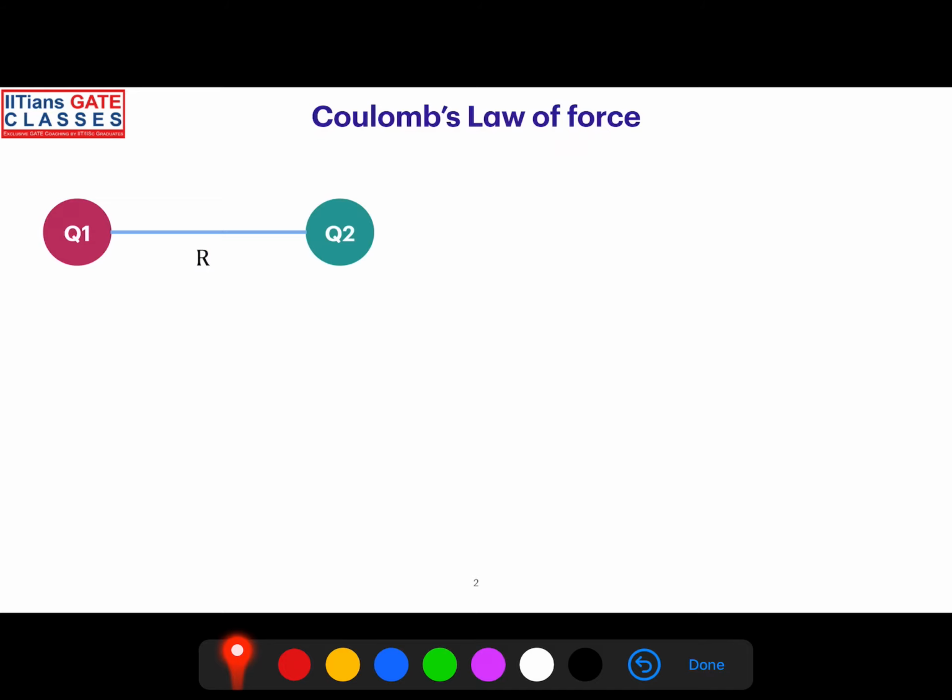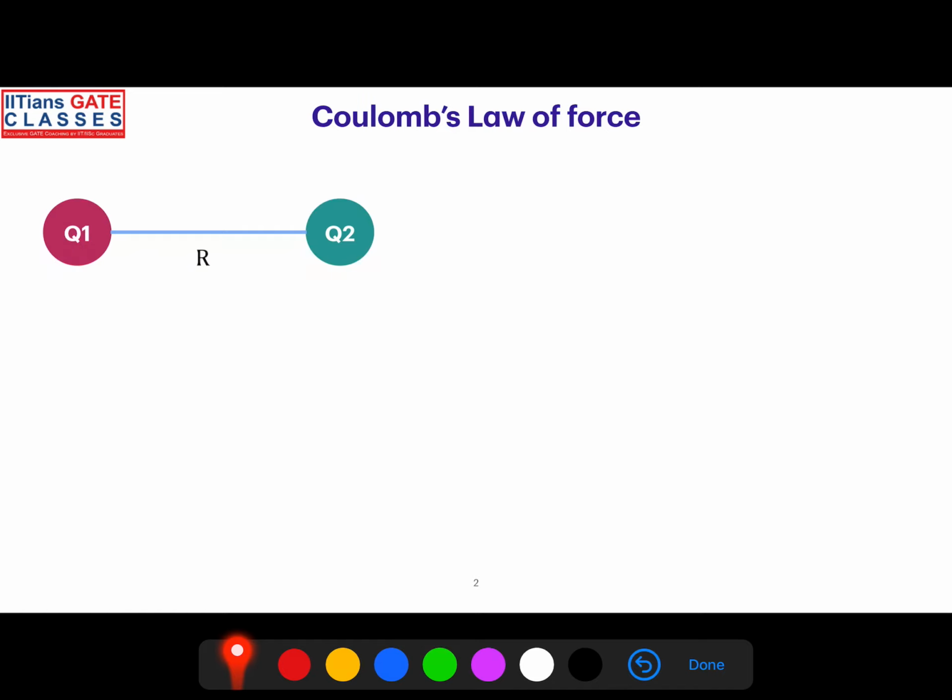Everybody would have been familiar with the definition of Coulomb's law of force. What it says is, when there are two charged particles, say q1 and q2, separated by a distance of r in a medium, there exists a force of attraction or a force of repulsion. That basically depends on the polarity of these two charges. We'll see the direction part later.